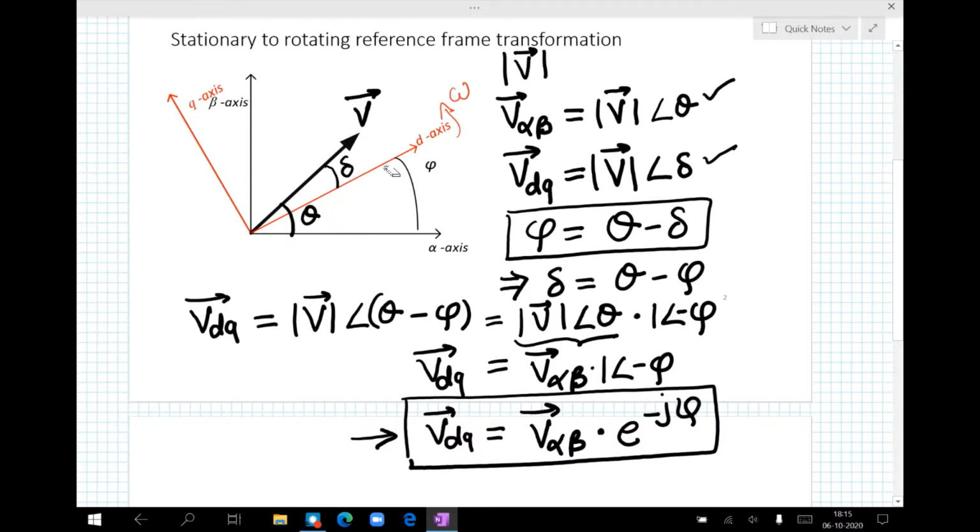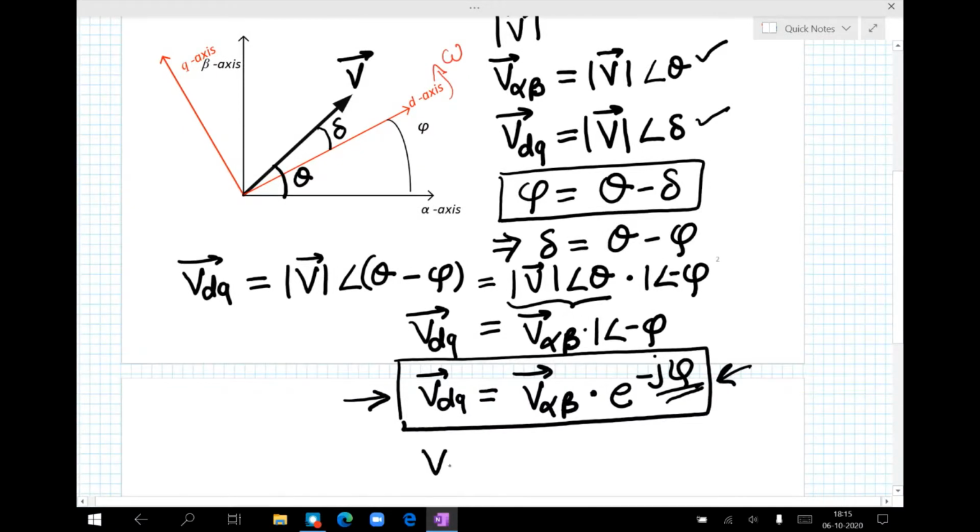And this is what we are doing here. We are transforming the alpha beta phasor to DQ phasor. That is why we are subtracting an angle of phi. And the other way round will be V alpha beta equal to V DQ exponential j phi. What we are doing here is adding an angle of phi to the phasor in DQ reference frame, and the resultant will be the phasor in alpha beta reference frame.